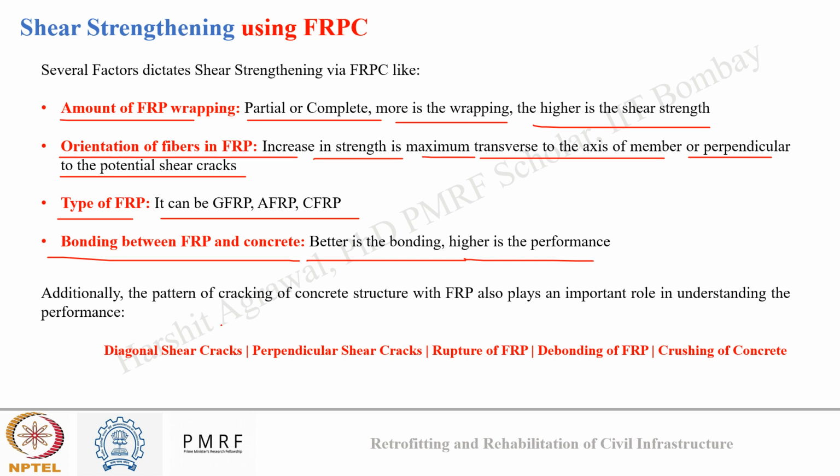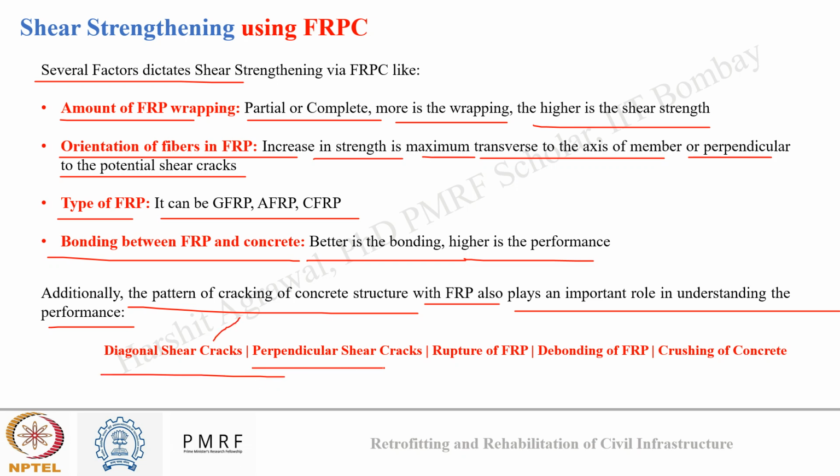In addition to these factors, the pattern of cracking of the concrete structure with the FRP also plays an important role in understanding the performance. So there can be diagonal shear cracks in concrete, there can be perpendicular shear cracks at the base, there can be rupture of FRP, debonding of FRP or crushing of concrete. Based on the type of damage, we will be able to quantify what factor is governing the failure. Whether my amount of FRP was lower, that is why the rupture in FRP happened, it was not able to take load. Or if my orientation of fibers is not proper, then rupture of FRP can happen. If my bonding between FRP and concrete is weak, then debonding can happen. Or if my FRP is of very good quality, then I will observe crushing in concrete and shear cracks in concrete as my failure. It will delay the crushing and shear cracking in concrete if my FRP is of desired quality.